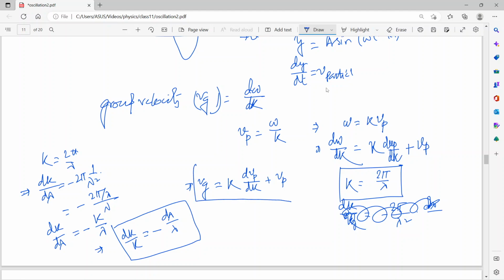One of the relations that is important is that group velocity can be related with the phase velocity. Here I can replace this, that means I can say vg equals minus lambda d vp by d lambda plus vp. I can write like that. So this is the relation between group velocity and phase velocity. Now there are some questions that have been asked.